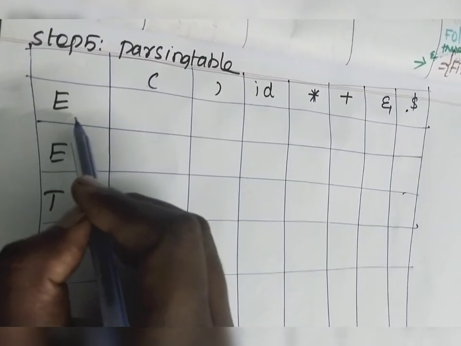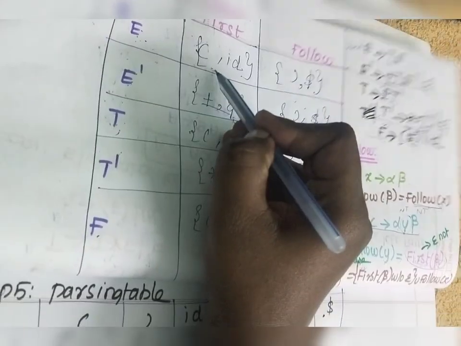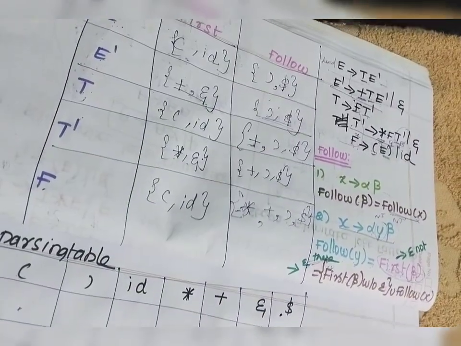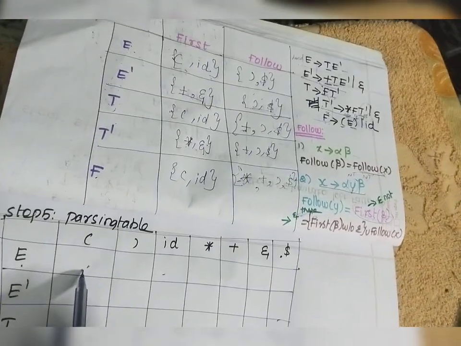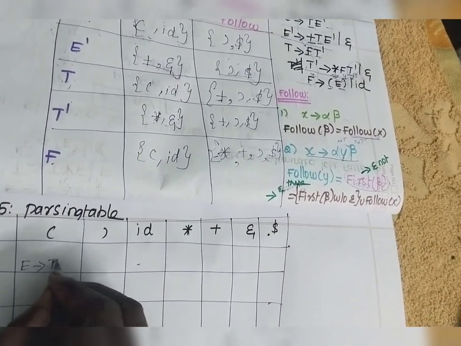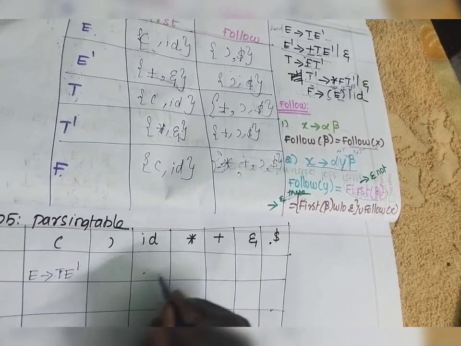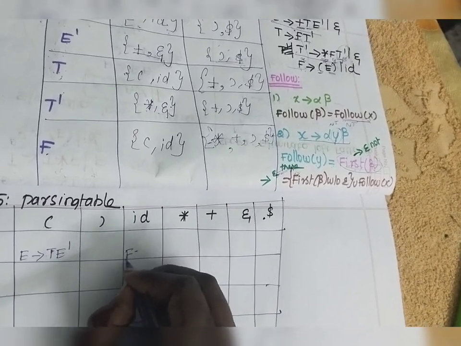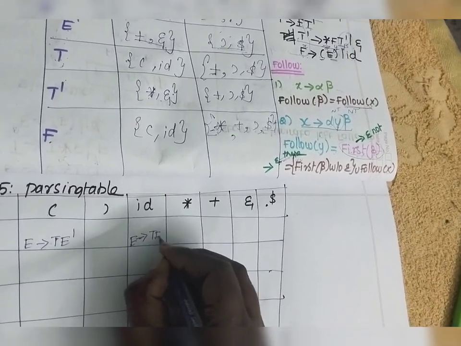Then the first of E you have to check. The first position of E is open bracket and ID. Then you have to write the production under open bracket and ID. E production is E tends to T E dash. So that production you have to write here. E tends to T E dash, and as well as under the ID also. So E tends to T E dash.